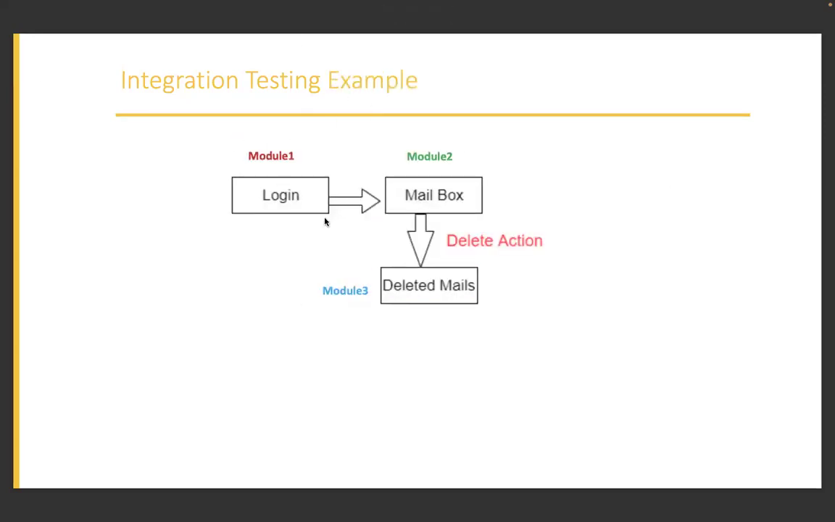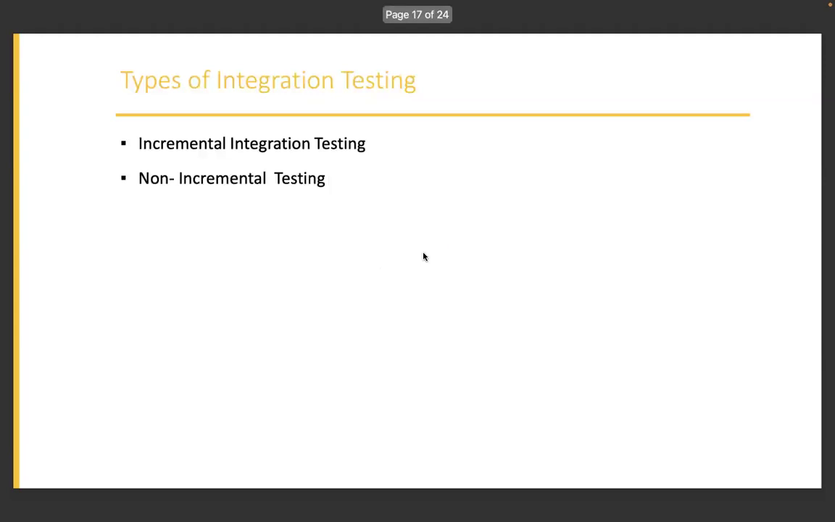Okay, so over here you can see a diagram saying that if I need to check deleted mails, you will not be able to skip this mailbox. For checking deleted mail, it is mandatory to go via mailbox and then you will actually perform the delete action, right? So this module is related to this, and after that this is related to this, right? So that comes under, you can say, end-to-end flow.